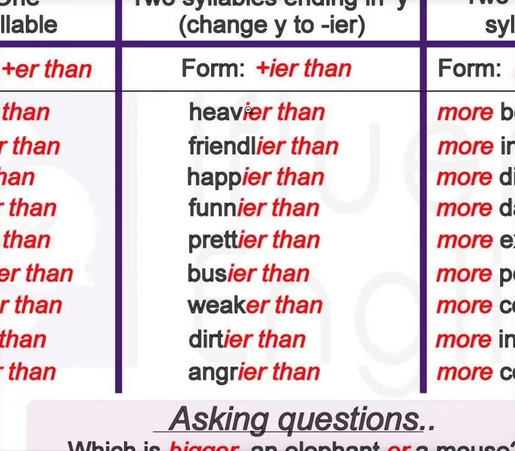Heavier than. So this one is heavy. What is the meaning of heavy, babies? Duro? Yeah, that's it. Pesado. So the elephant is heavier than the dog. What about this one? Friendly. So you have friendlier. What is the meaning of friendly? Amigable. Amigable, so friendlier than.